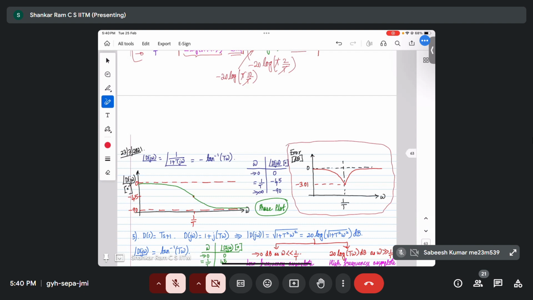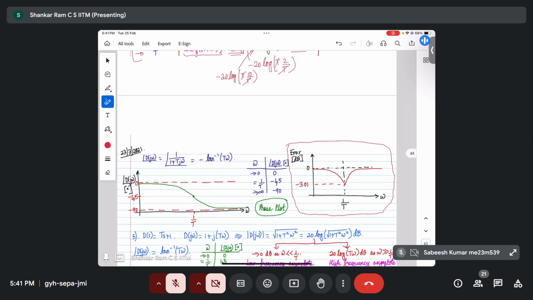So the conclusion that is important for us is that if we end up using the asymptotes instead of the actual plot, we will essentially get a maximum error of minus 3 decibels in our magnitude plot. Okay, so that is the main conclusion from this particular analysis. Okay, I hope it is clear, right?